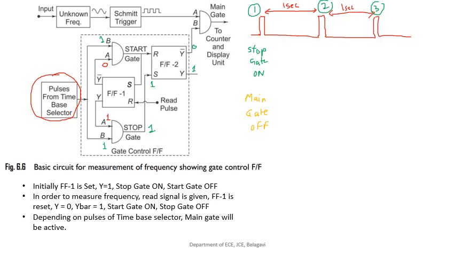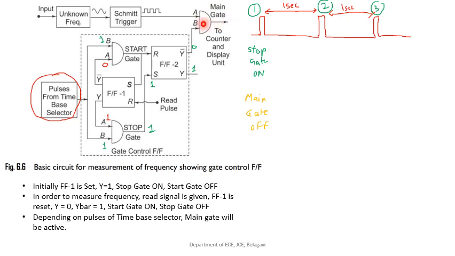I hope you can understand this. So what is happening here is that at instance 1 I have a pulse. This pulse is giving 1, right? So that 1 is applied here and it is applied here, and because my flip-flop 1 is initially set, I have here 1 and here 0. Because of this combination my stop gate becomes active and I have set here 1, and that is going to keep my main gate off.